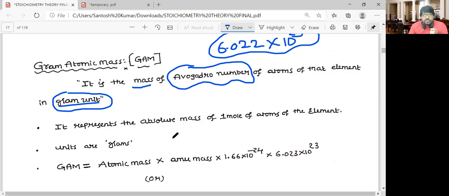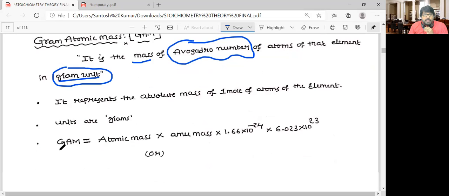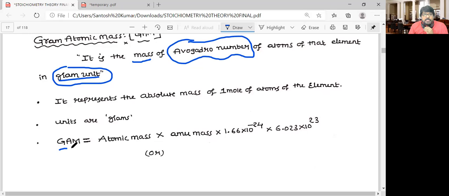100 we can say century. 50 we can say half a century. Similarly, 6.022 into 10 power 23, we can say 1 mole. That is 1 mole. So here my requirement is gram atomic mass. It is the mass of how many atoms?